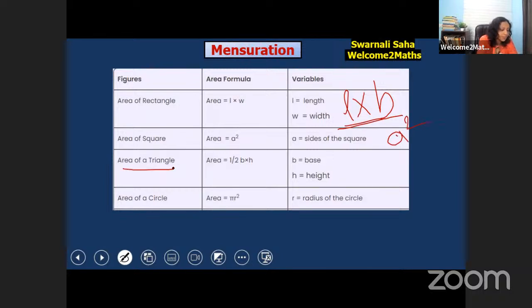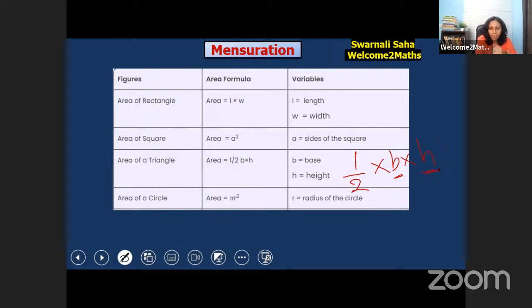Now, area of triangle. How to find it? Half into B into H, base into height. Okay? It's not visible. Okay, I will tell you then.